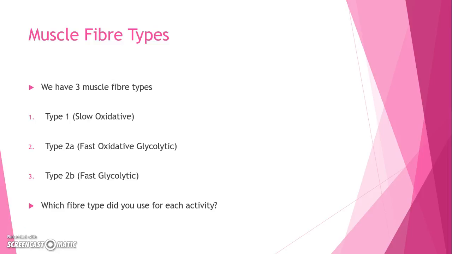Following this information, I asked the students to consider which activity used predominantly which fiber type. So type 2B was used in the standing long jump because it's a fast glycolytic, so it uses glycogen as a fast twitch fiber. So it's used for very powerful movements. 2A was the 1 minute press up test, whereas type 1 was the wall sit squat challenge.